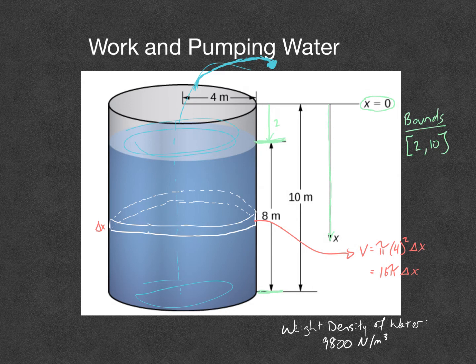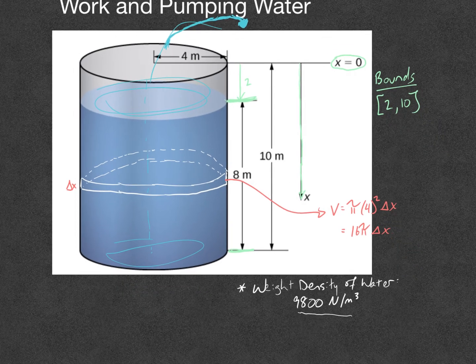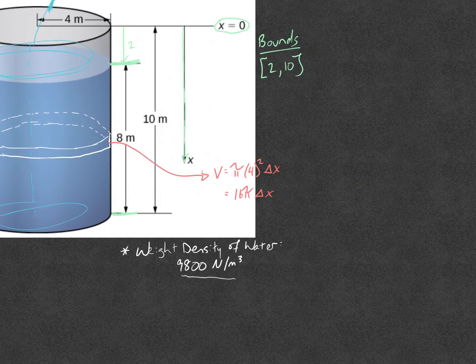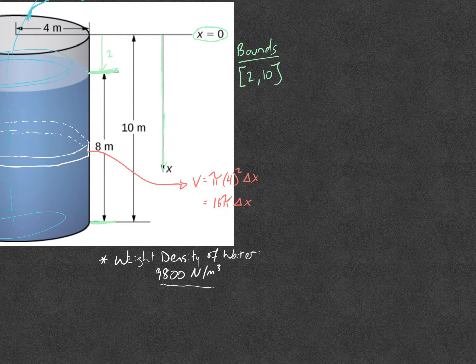Now you can see I just added on another piece of information. We have what's called the weight density of water. So for every 16 pi times delta X, that would be cubic meters, that's a volume, of water. Its density, the weight density, is this 9,800 newtons per meter cubed. Okay, and if that's a little bit abstract, that's okay. The examples that we go through will be similar to this setup.